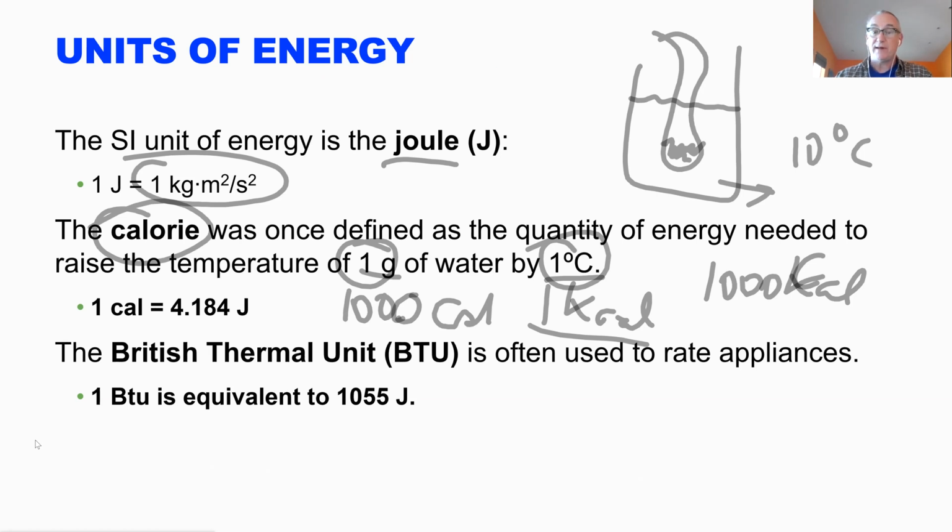So we're left with joules. And it's a simple conversion. So 1 calorie is equal to 4.184 joules. So the joule is smaller than a calorie. You don't have to remember this. If you have to do a conversion, I will give you the conversion.